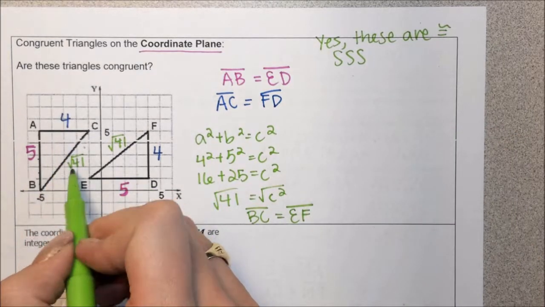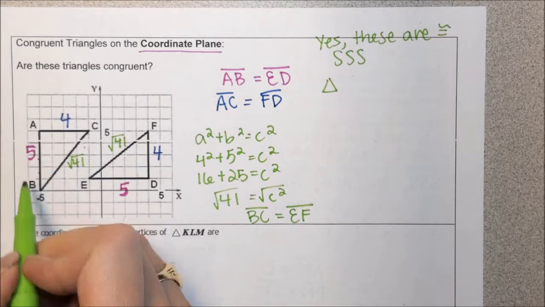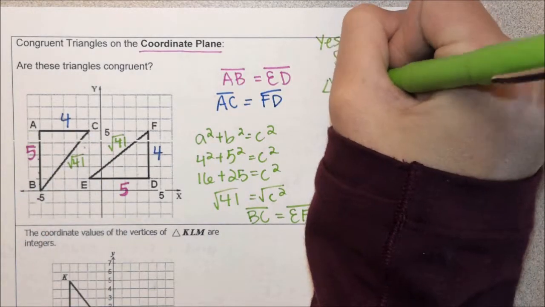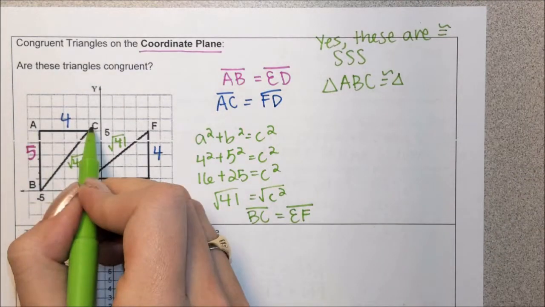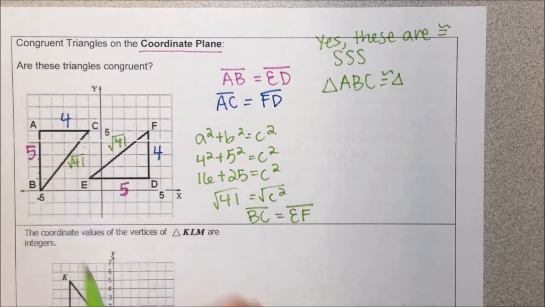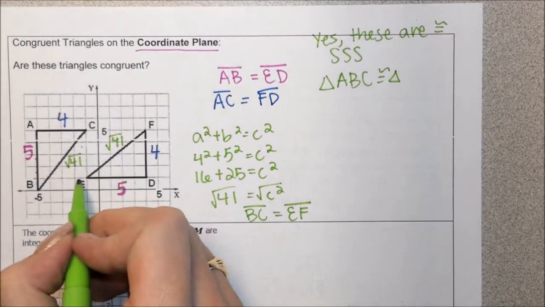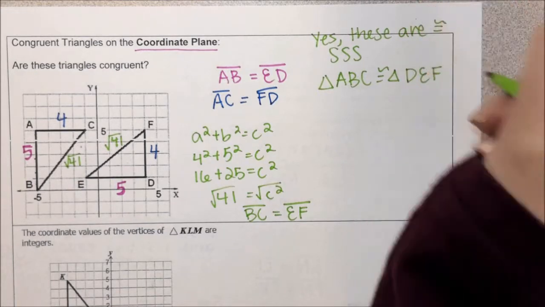Side, side, side. So if I want to name those triangles, I'm going to call this one A, B, C. So it doesn't matter the order you pick for the first one, but I need to follow the same order. So A, B, C, I went down the 5 and up the diagonal. So I need to go across the 5 and up the diagonal. So triangle D, E, F.